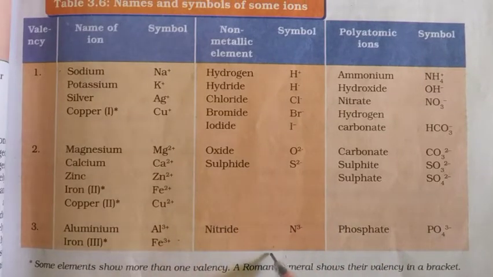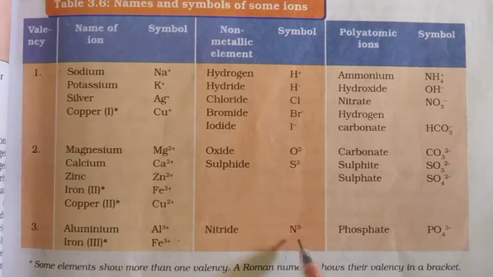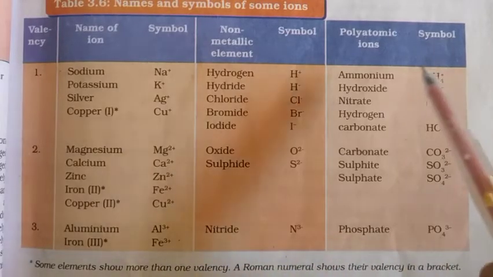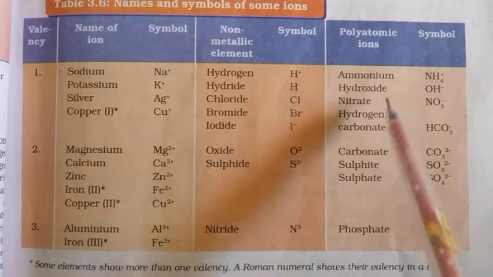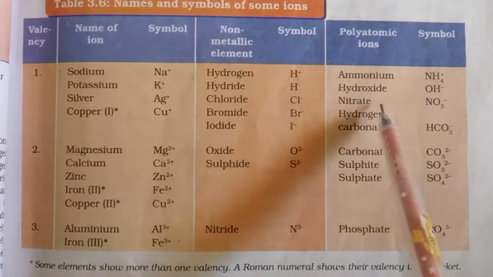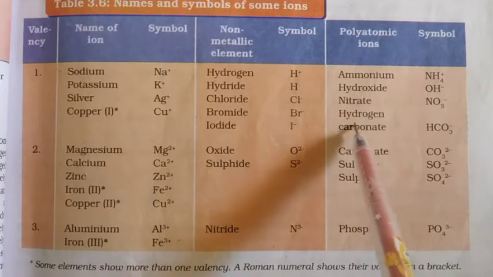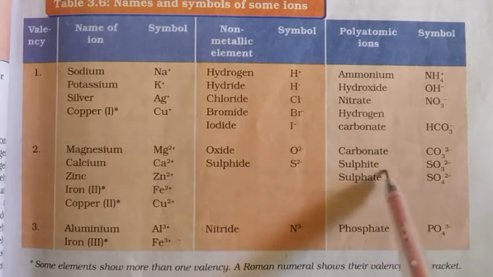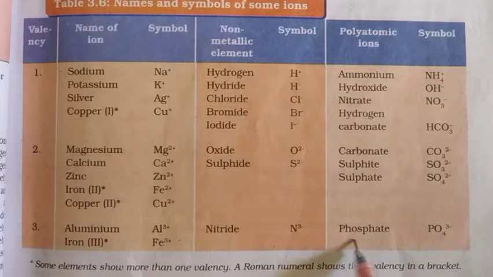Yes, now come to here, children, nitride. Nitrogen is a non-metal with the valency 3. We have to pronounce this as nitride. Now come to the last column. These are polyatomic ions. Ammonium, hydroxide, nitrate, carbonate, sulfide, sulfate, phosphate.